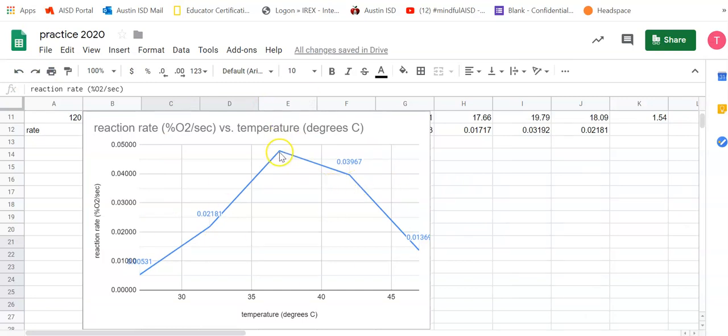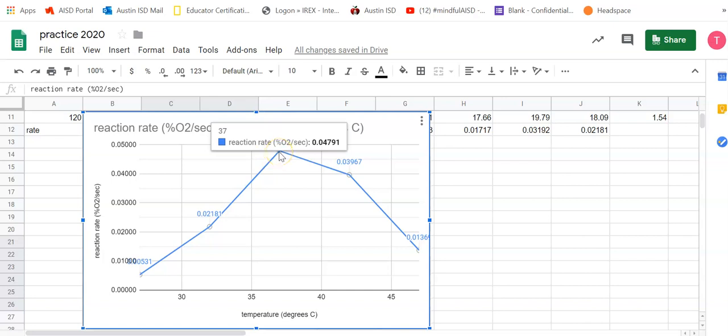What I'd really love to be able to figure out is exactly what that point is and have it labeled. We know based on our data that that's going to be 37 because that's where you had your peak, and then from there you went down. Oh, there we go. At 37, it's 0.04791, which is what we predicted it would be.